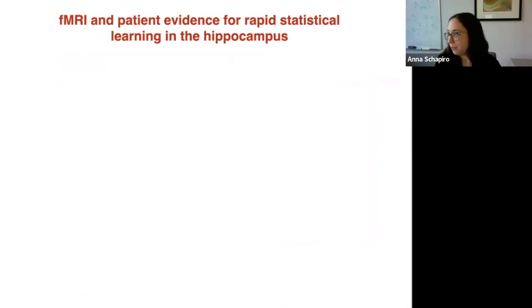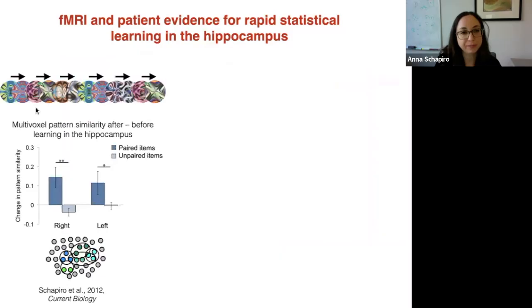So we had been running these experiments where participants were seeing streams of abstract images presented one at a time with some hidden temporal structure. In this study, there were pairs of images that always occurred together in the sequence. And we found that over the course of an hour or so of exposure to these sequences, the hippocampus came to represent the statistically associated objects more similarly. So from before to after learning, you see this increase in pattern similarity in the hippocampus. That suggests the hippocampus is sensitive to these kinds of statistics on this time scale.